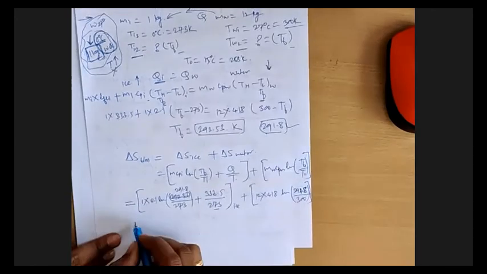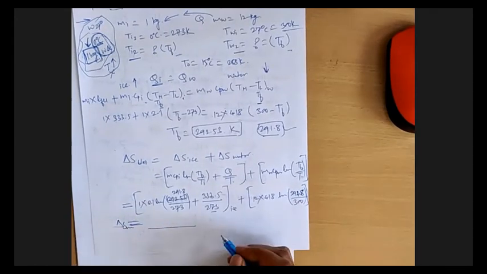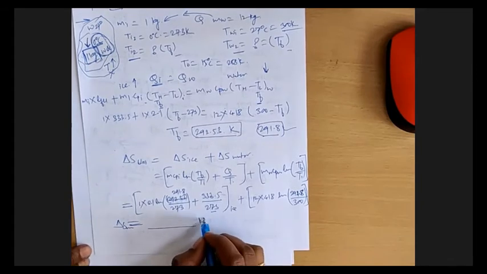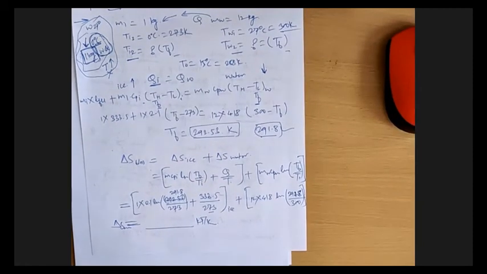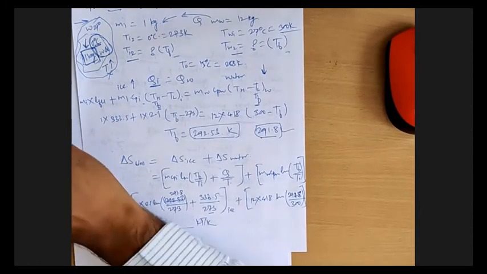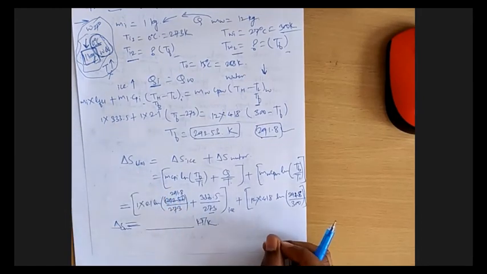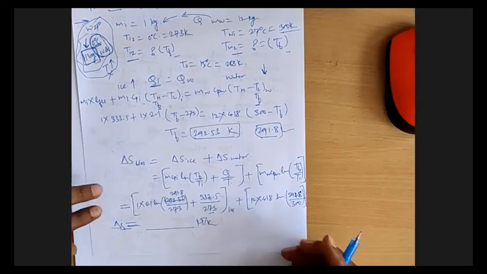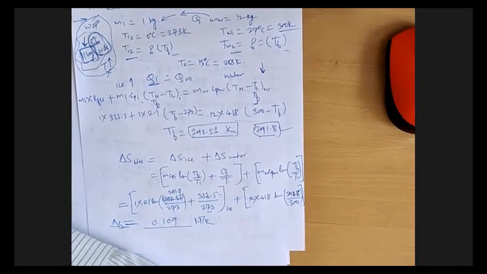Okay, solve this one and let me know the delta S total or delta S inverse. That is going to be kilojoules per Kelvin. Put the values and let me know the answer. The answer has to be delta S actual, 0.109 kilojoules per Kelvin. See if you are getting the same answer.